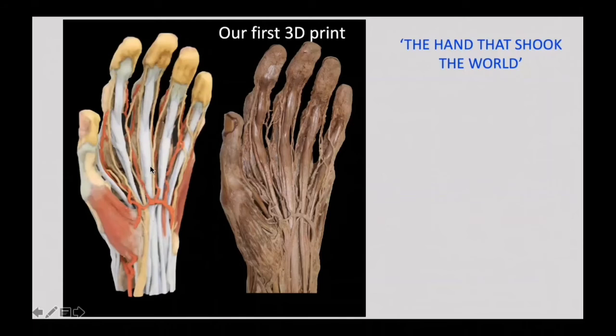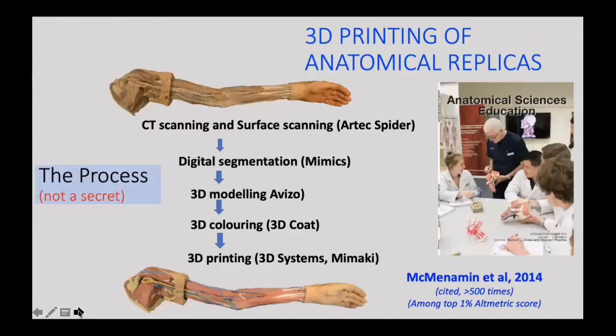This was the very first print we made, and this is the specimen that it's based on. So you can see the accuracy of the nerves and the vessels and the tendons and the muscles. It's extremely accurate. So we called this the hand that shook the world, because to us this was just momentous.